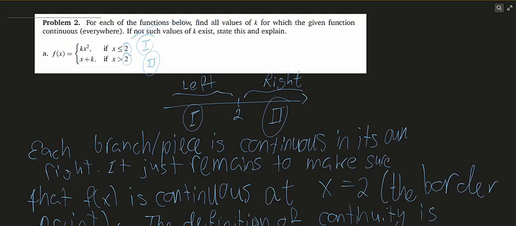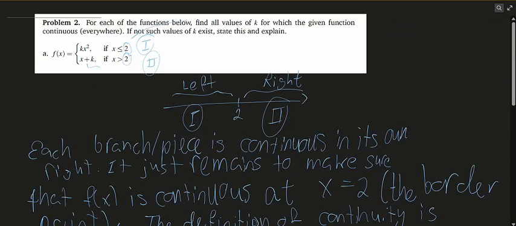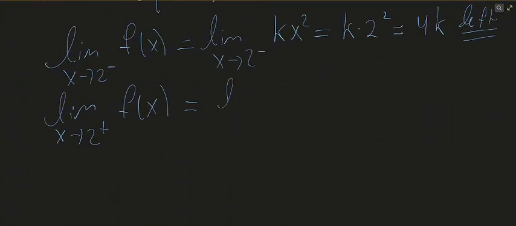That's going to fall under the category of Roman numeral 2, because if x is 2.01, then it's greater than 2. So that's going to be the formula x plus k, this formula right here. So it's going to be the limit as x approaches 2 plus of x plus k. And that's going to be what? 2 plus k.